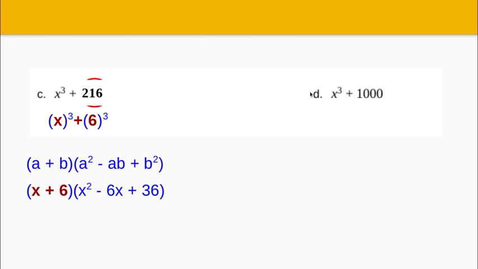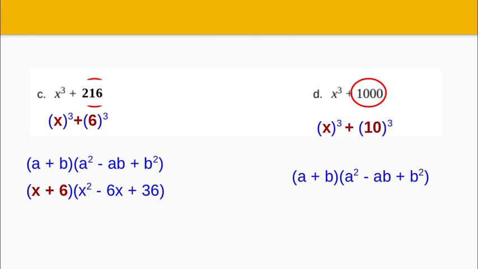All right, letter D. Did you find the cube root of 1,000? It really is 10 cubed. 10 to the third power is 1,000. Okay, the first group should match, x plus 10. And the second group, did you square the front? Did you do 10 times 10 in the back? And the middle, did you squeeze these two numbers together? So it's 10x in the middle. You check that negative sign for me. Is this the opposite symbol of what you have here? All right, how did you do?